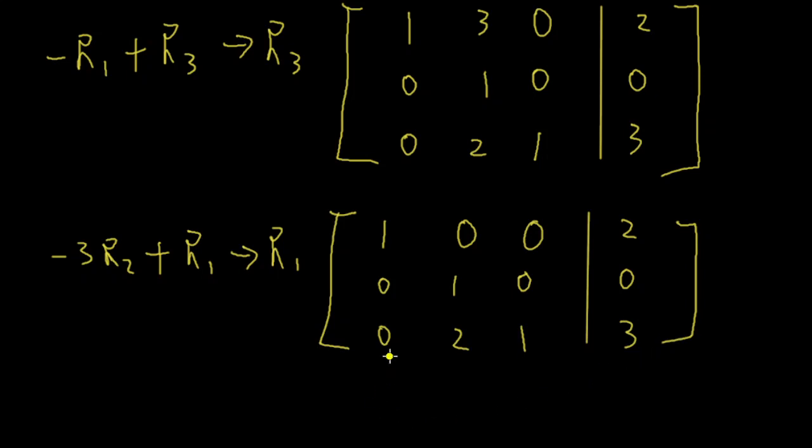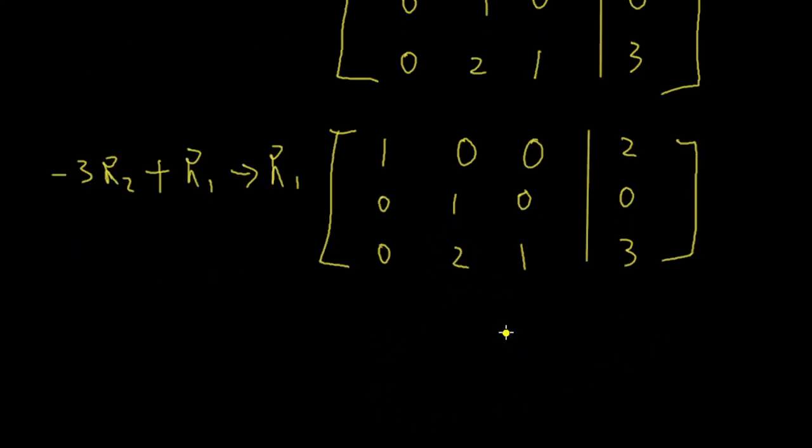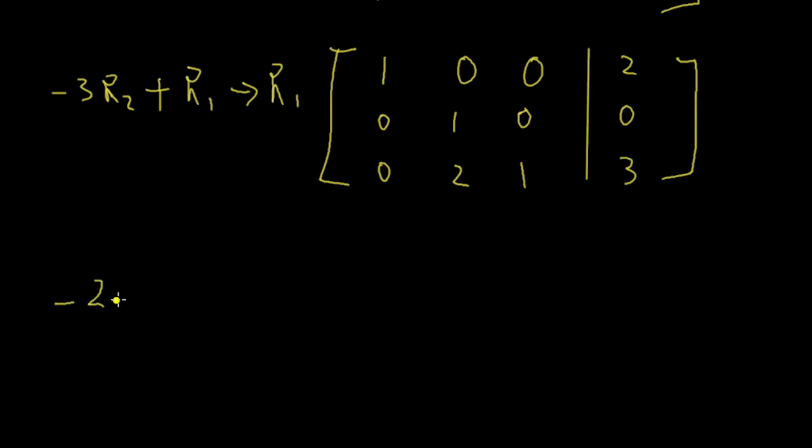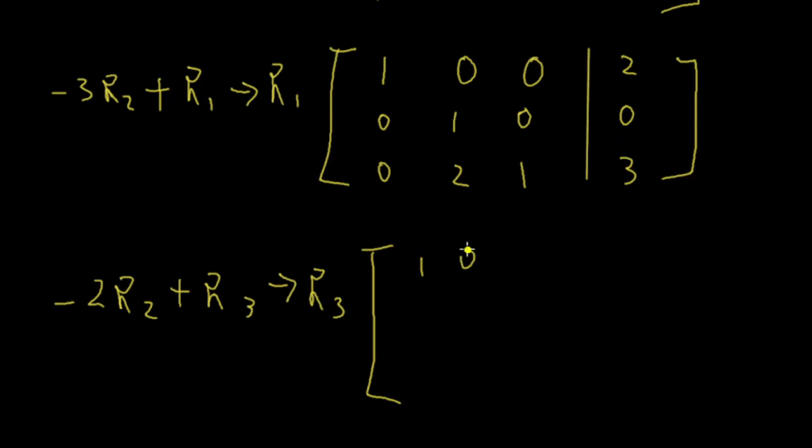Okay, all I need to do is just get rid of the 2 here. Would that be easy? Yes, it is. I will take -2 times row 2, right? Because everything else is 0. I will only need to change this one, right? Okay, so next, -2 times row 2. Add that to row 3 and replace row 3 with this. Okay, let's see here. So that means row 1 and 2 will not change.